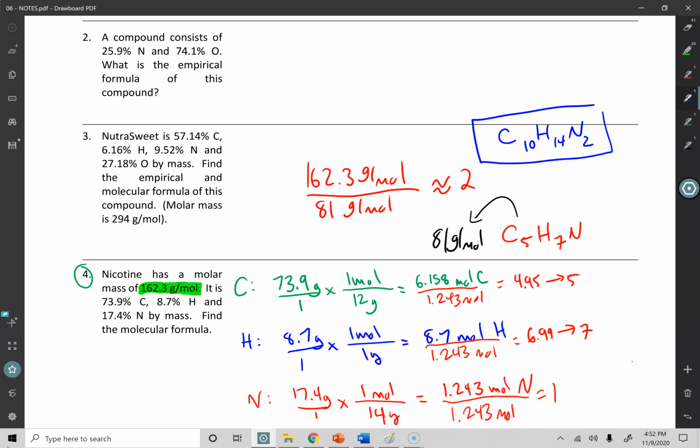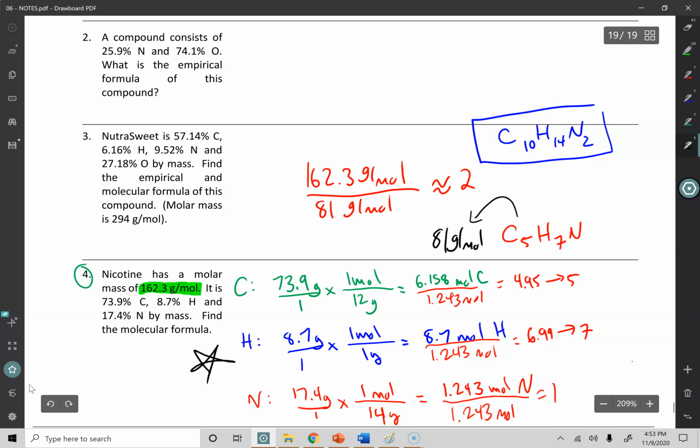So in blue on the screen, C10H14N2 is the molecular formula of nicotine. And notice that you could reduce those subscripts and get back to the empirical formula if you wanted to. All right, it's with the empirical formula work that students tend to make their mistakes.